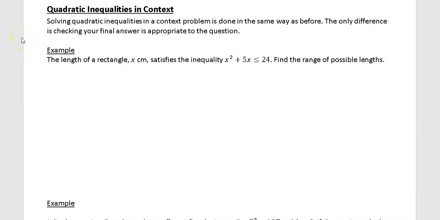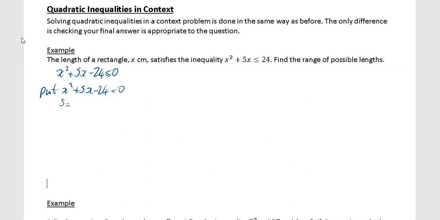Okay, so this first example says the length of a rectangle, x centimeters, satisfies the inequality x squared plus 5x is less than or equal to 24. Find the range of possible lengths. So first thing I'm going to do is rewrite my inequality. I'm going to bring the 24 across, so x squared plus 5x minus 24 is less than or equal to 0. Then I'm going to put that equal to 0, so change the inequality sign to an equal sign, and then I'm going to factorize this.